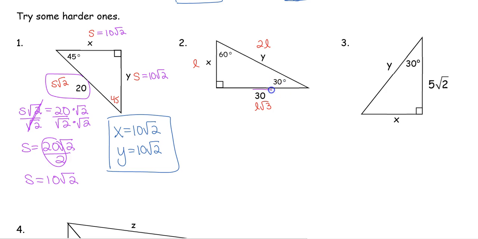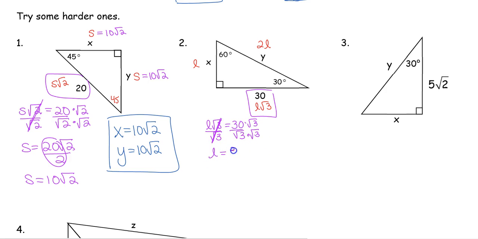Now that we have our pattern labeled, we look to see what piece we were given. We were given that L root 3 is equal to 30. Since I wasn't given L, my first step is to find L. So since it's L times root 3, we divide by root 3. Anything divided by itself cancels. We have the same problem that we did in the last one. I can't have that radical on the bottom, so I rationalize by multiplying top and bottom by root 3.